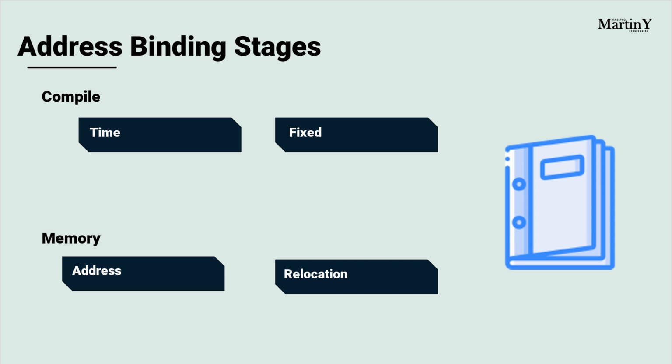The first kind of binding is what we call compile time binding. In this scenario, if the program's memory address is known in advance, typically at the time of compilation, the compiler assigns specific memory addresses to the program's instructions. This means that the program is generated with a fixed starting point determined at compile time. While this method is straightforward, it poses a limitation. If the program needs to be relocated in memory for any reason, the entire program would need to be recompiled.